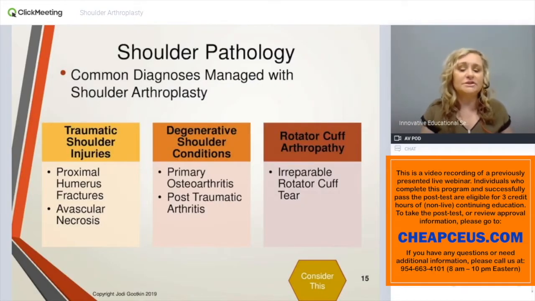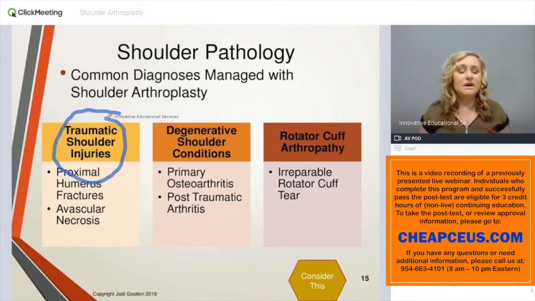There are several different pathologies individuals will present with that can require them to undergo a shoulder arthroplasty. Our first category are our traumatic shoulder injuries. These are individuals who have sustained a proximal humerus fracture, where they have had some type of fall or trauma that has fractured that humeral head.